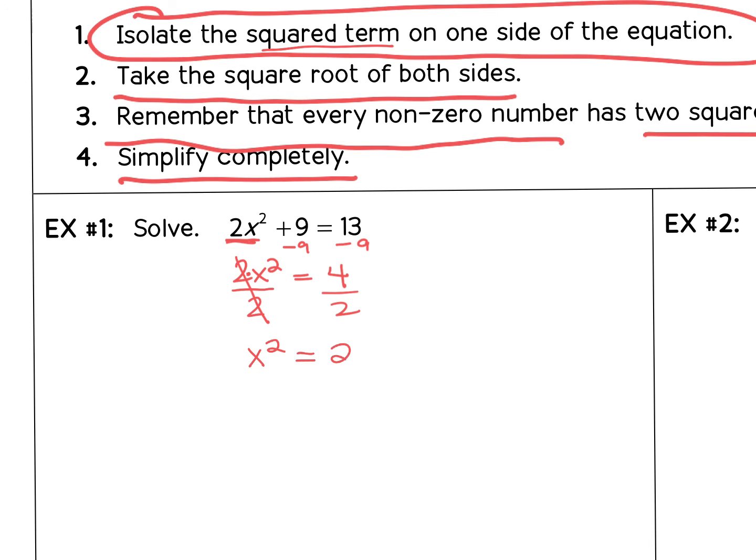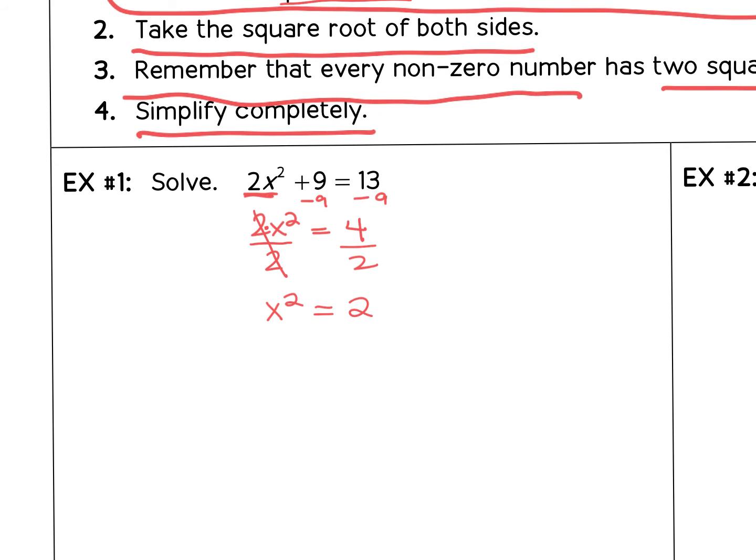That gives me x squared equals 2. Now again, x squared equals 2 means that we would have x times x equal to 2. What number times itself equals 2? I don't know that off the top of my head, so I'm going to square root both sides. The square root and the square cancel each other out, just like addition and subtraction cancel each other out, and multiplication and division cancel each other out. I'm going to cancel the square root with the square, and I get plus or minus square root of 2.